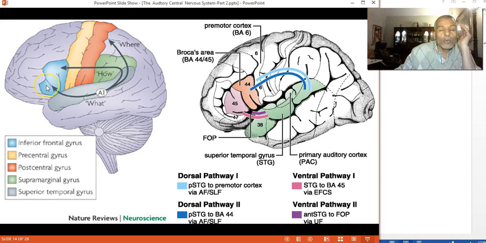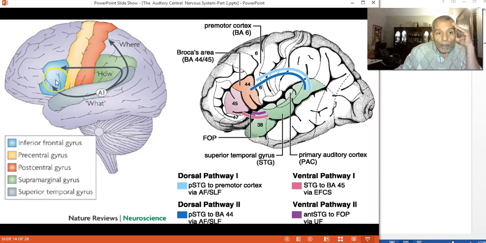This blue area is called Broca's area. That is the area for speech programming, for syntax, for grammar, and for lexicon. So you take words and assemble them into sentences, string them into sentences, and know what is a noun, what is a verb, what is an adjective, an adverb, and so on.